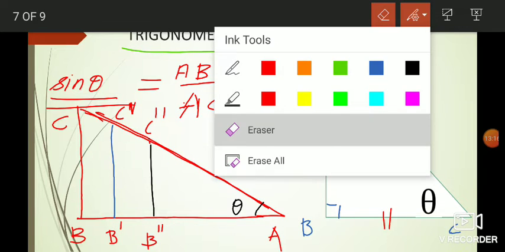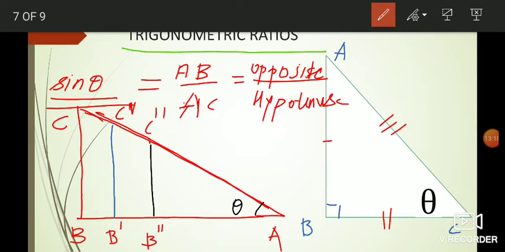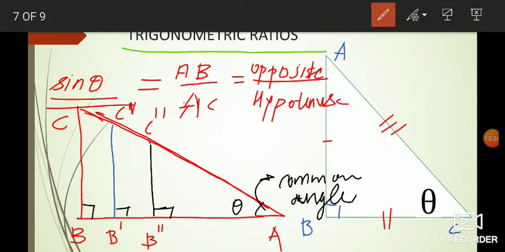So we have three triangles here. All these three have one angle as 90 degrees and one common angle. This is the common angle, and this common angle is theta, which is included in all the three triangles. So all these three triangles are similar due to a test of similarity.